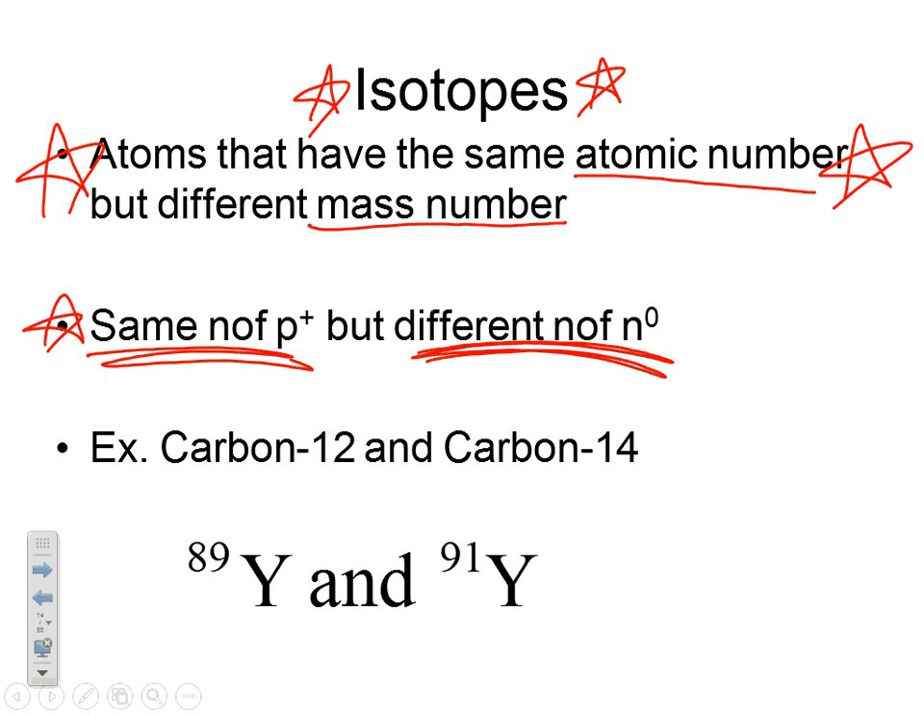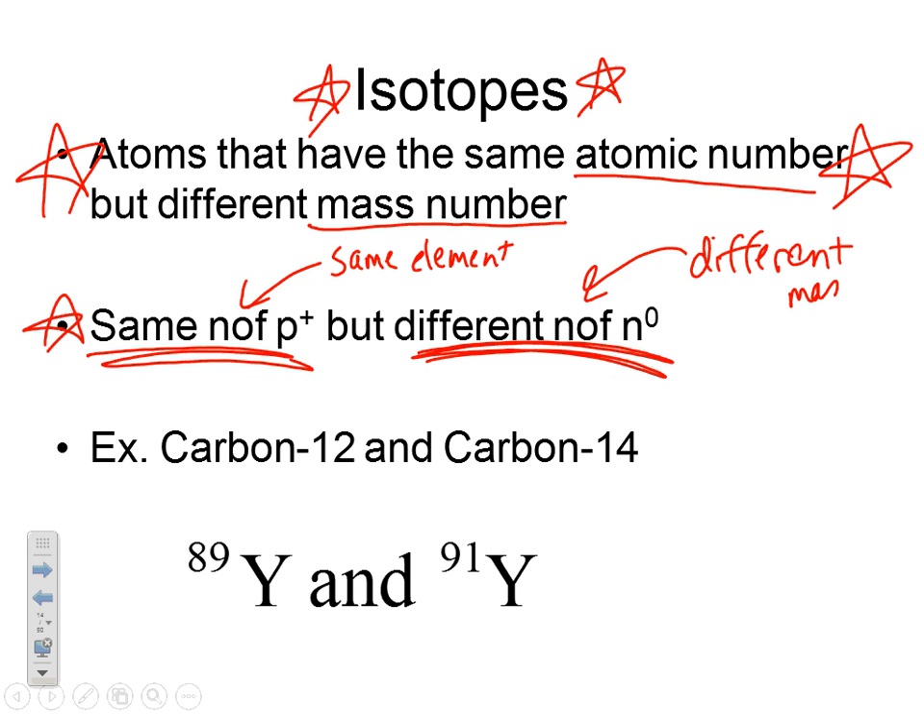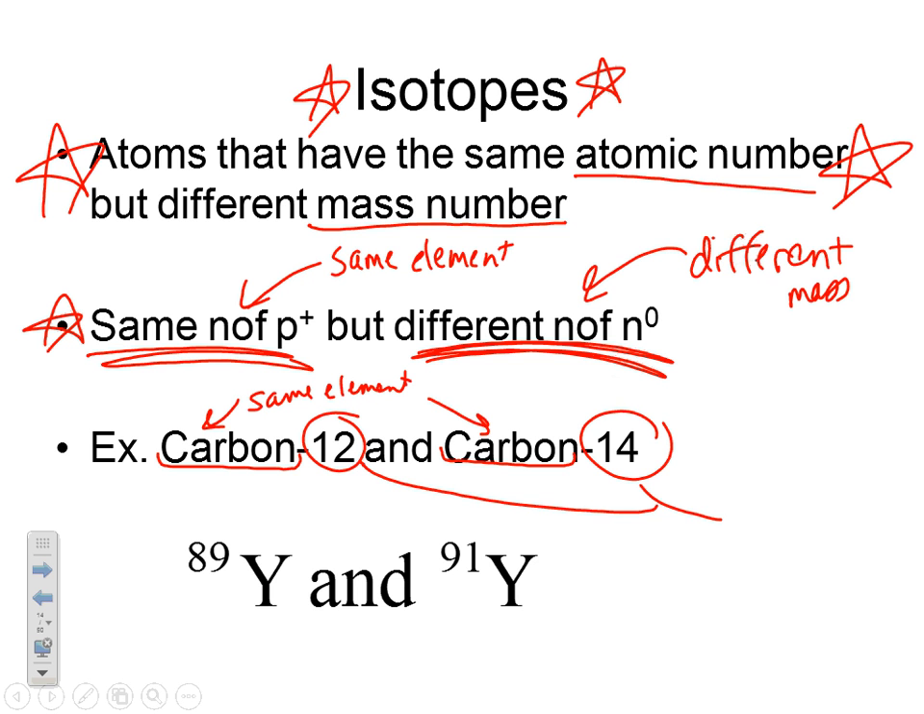It has to be the same element. That's what the number of protons is saying. But it has to have a different mass. Same number of protons, different number of neutrons. Same atomic number, different mass number. So we've got two examples of this, carbon 12 and carbon 14. Notice here, right, they're both carbon, so same element, right? But the mass numbers are different, so different masses. That's what makes these two things together isotopes of one another.